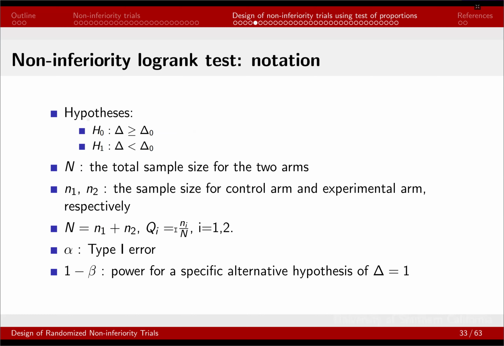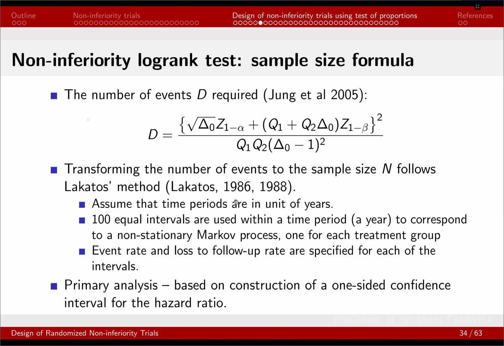Q1, Q2 are the proportions of patients randomized to the two arms. So if it's equal randomization, Q1 and Q2 will be equal to 50%. Alpha is the type 1 error. For non-inferiority trials, we often power at a specific alternative hypothesis that the hazard ratio is equal to 1, meaning the two arms have the same efficacy.